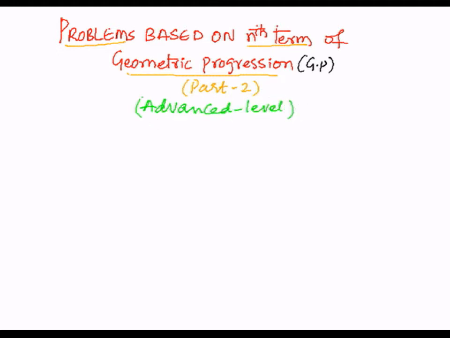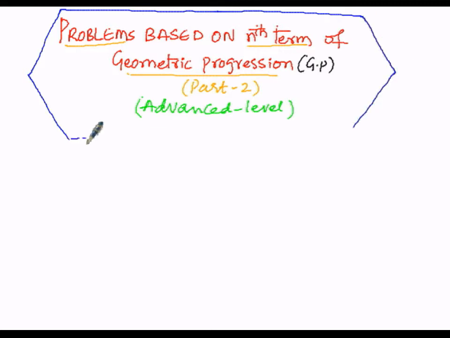So here the nth term of the geometric progression is given by Tn is equal to a r to the power of n minus 1, whereas r is the common ratio and a is the first term. Now let us perform the problem under part 2.